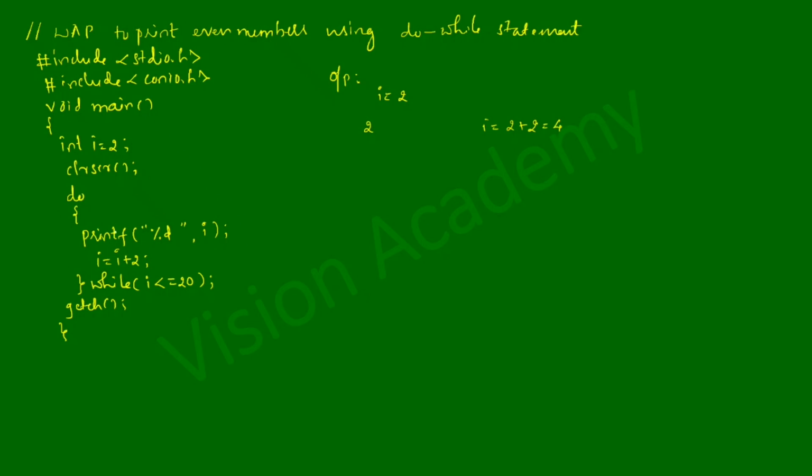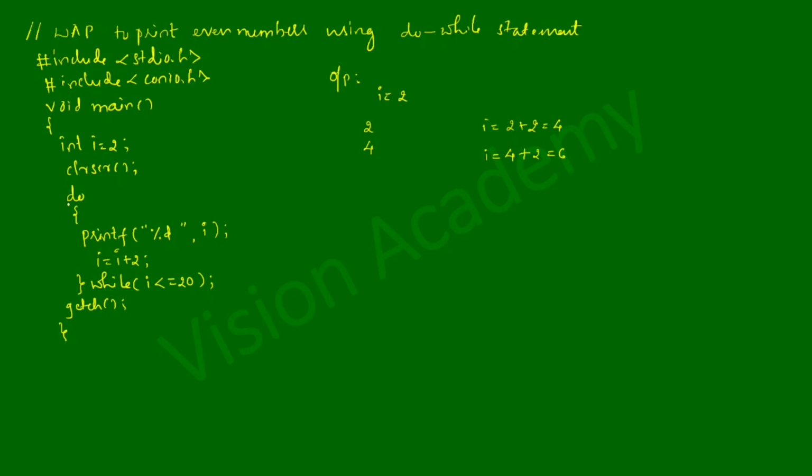Once again control transfers to do, and it is going to print the i value. Now the i value is 4. Now it is going to increment the value of i by 2 once again. The i value is now 4 plus this constant 2 as it is, so it will become 6. Now we are going to check the condition. 6 is less than or equal to 20. Yes, once again it is true.